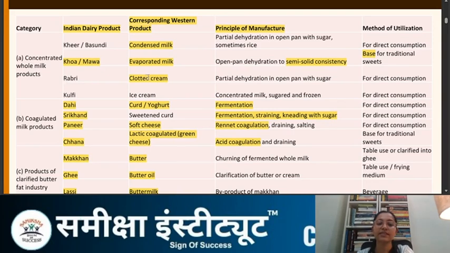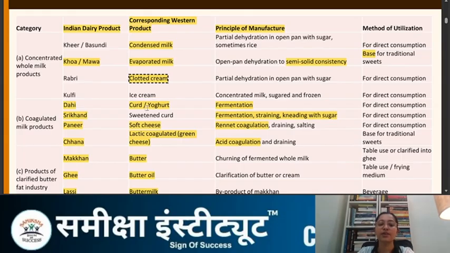Then rabdi, it is clotted cream. This has been asked multiple times. So rabdi is basically clotted cream. Sometimes confusion might be there between rabdi and shrikhand or paneer or chhana. Rabdi is clotted cream, whereas these are coagulated milk products. There is a difference between clotting and coagulation. We'll discuss it tomorrow. Kulfi is ice cream, a concentrated frozen milk product to which sugar has also been added.